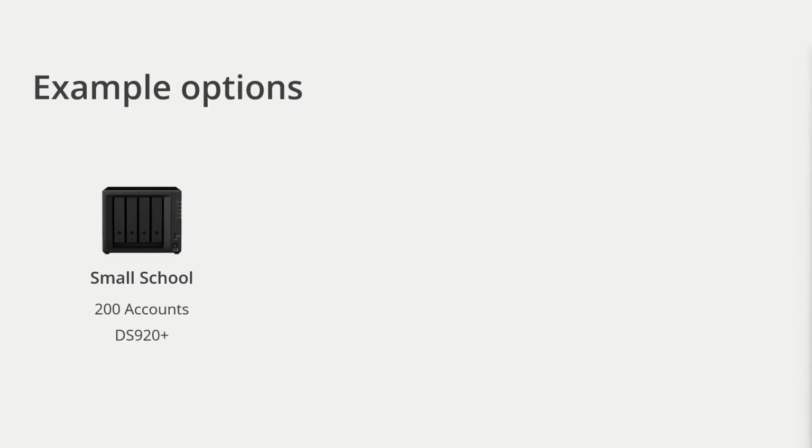So what units would fit into a couple of different scenarios? Well, for example, if you had something like a small school, somewhere around the 200 accounts range, then something like our DS920 Plus would be an absolutely brilliant addition, because of its compact size and also cheap purchase cost.